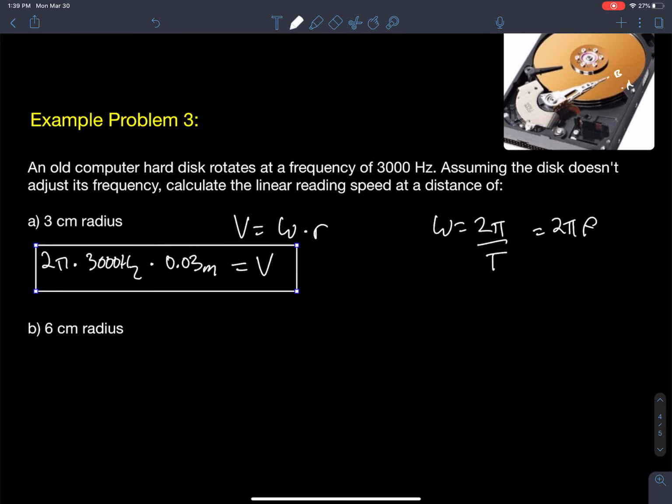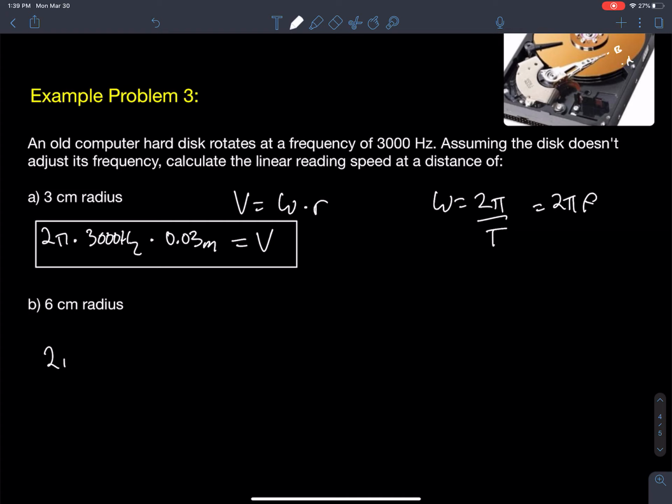That's pretty simple. And at a 6 centimeter radius, I would do the same thing. 2 pi times 3,000 hertz times 0.06 meters is equal to my linear speed.